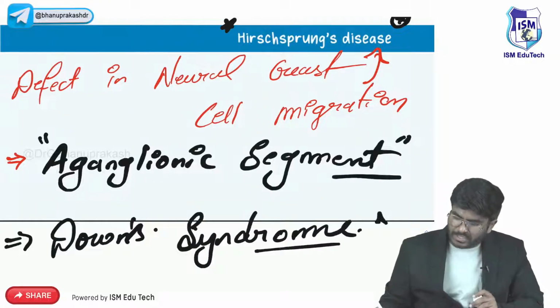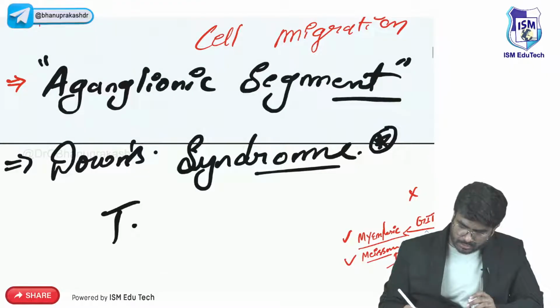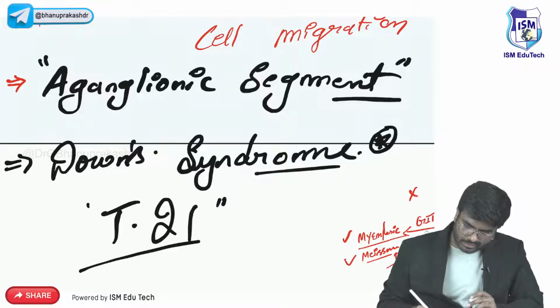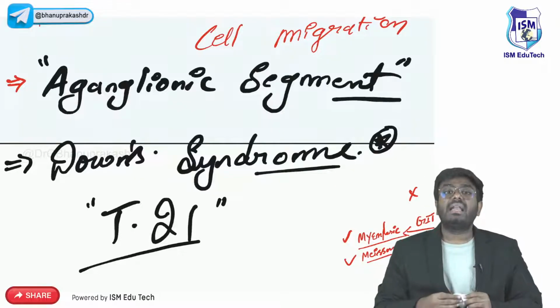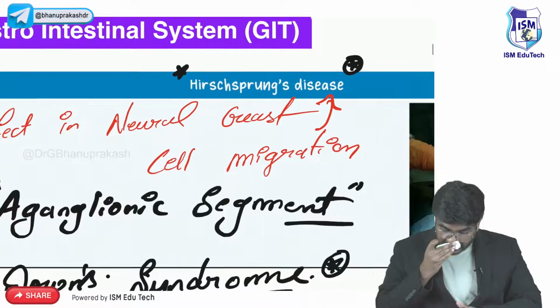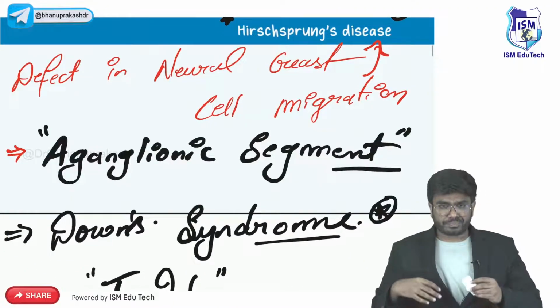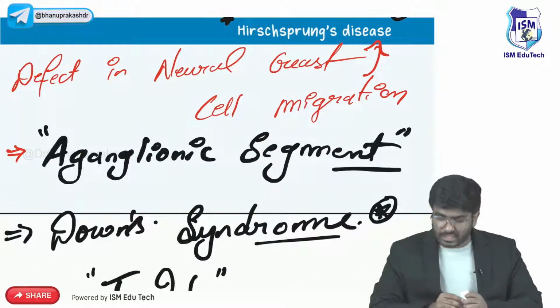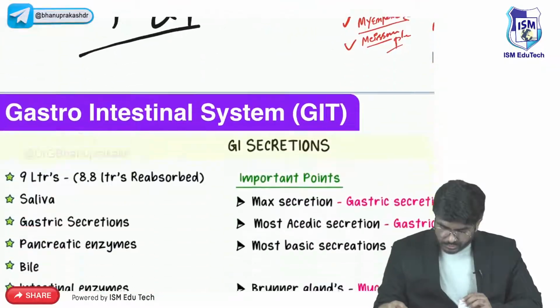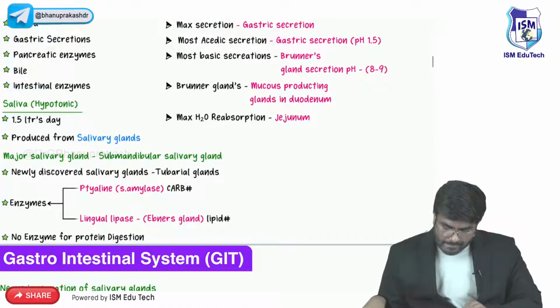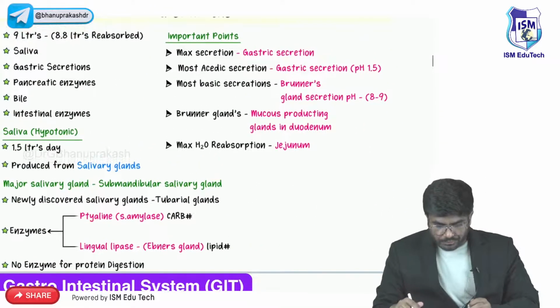Okay, so if a patient is suffering with Down syndrome, that is trisomy 21. Down syndrome is trisomy 21, right? So Down's babies are at a risk of developing Hirschsprung disease, where the patient has a defect in the neural crest cell migration, leading to an aganglionic segment. These are some important points which I want you to know. Next, what else should you know?